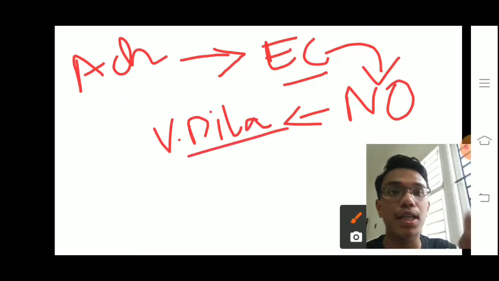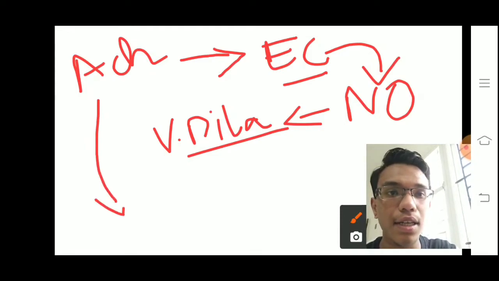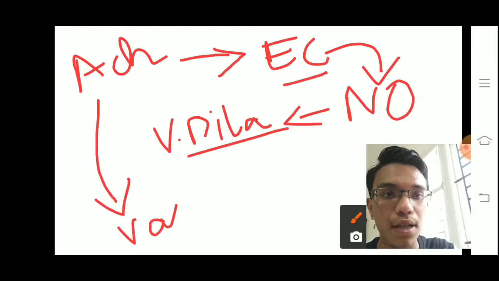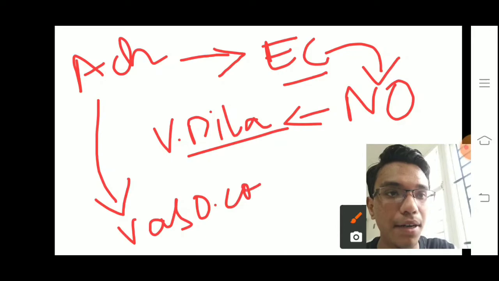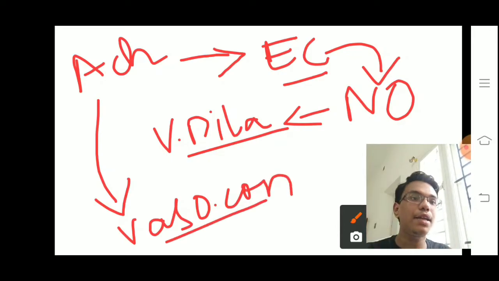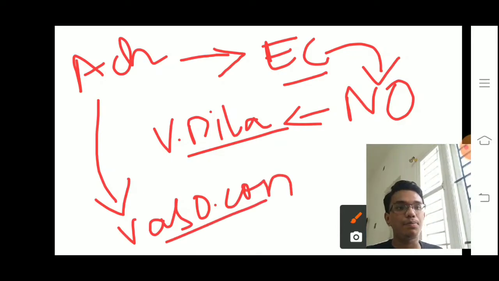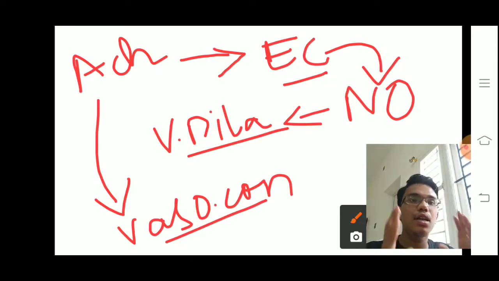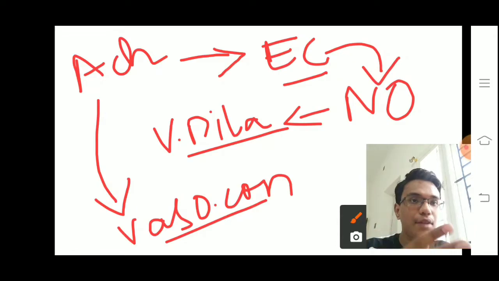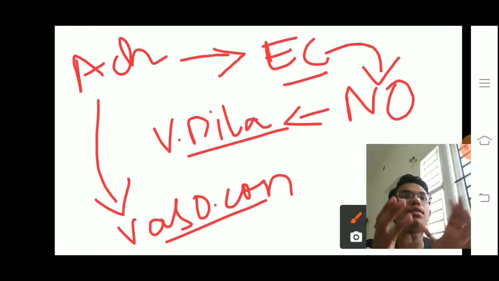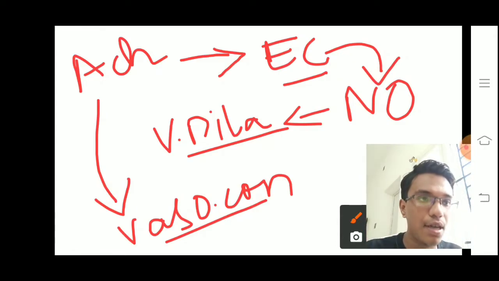And one more thing you have to know: acetylcholine has a direct action. It can directly cause vasoconstriction. But remember, the vasodilator effect of acetylcholine is predominant, very much greater than the vasoconstrictor effect. So generally, if you give acetylcholine, the drug will cause vasodilation rather than vasoconstriction in a normal patient.